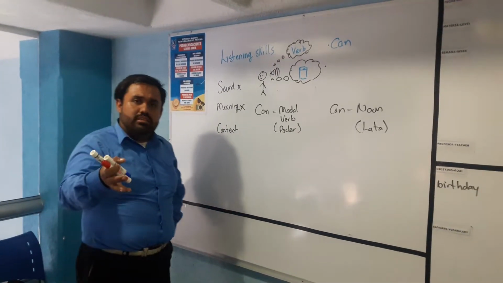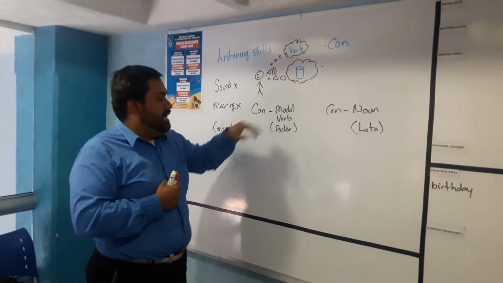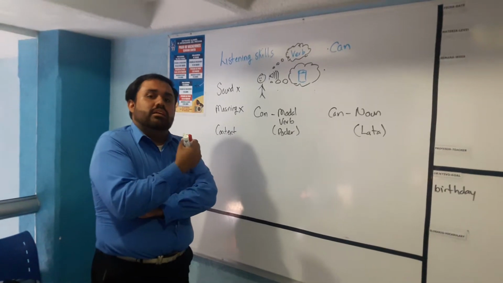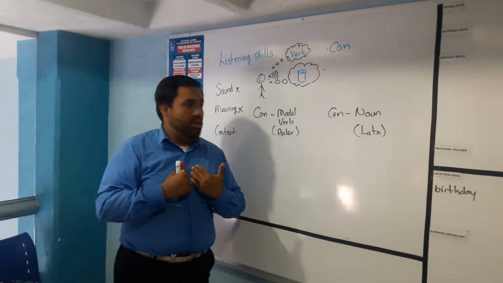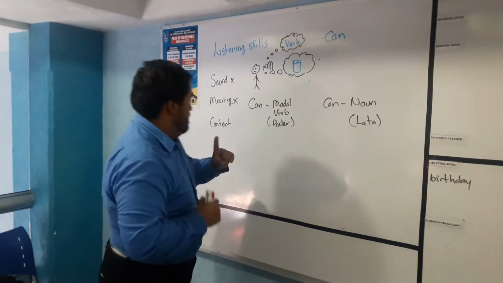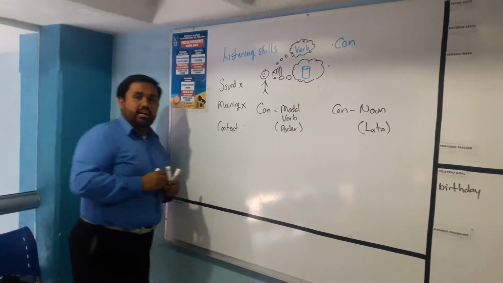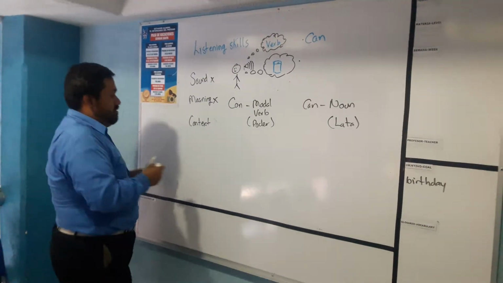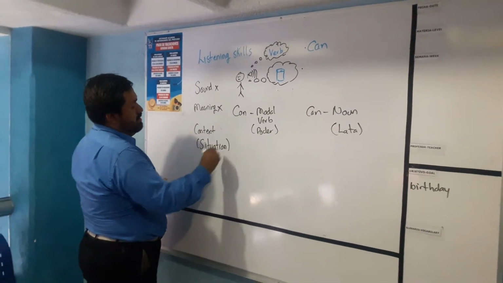So, but what is the correct one? Okay, let's go to the meaning. What is can? We have it. But okay, I don't get it. How do I identify if I'm using can the modal or can the noun? So, this is how you identify it: by the context. Context is very, very important. Context, in other words, is the situation.